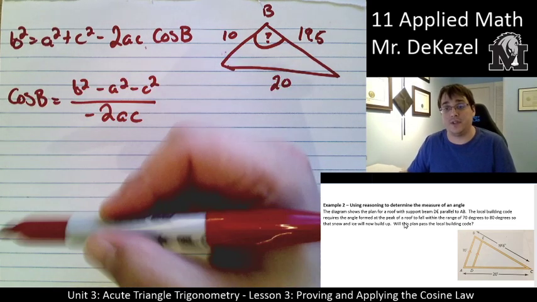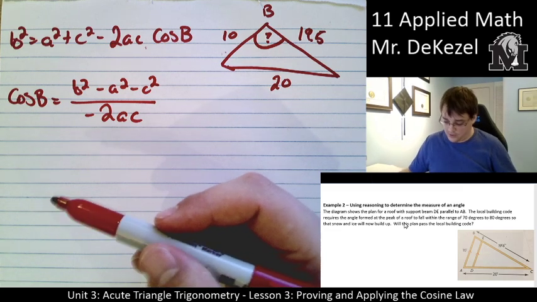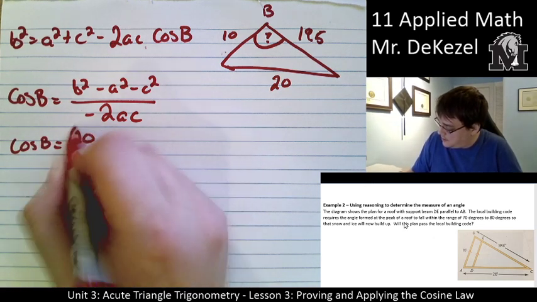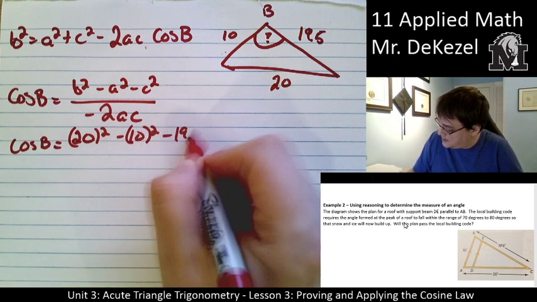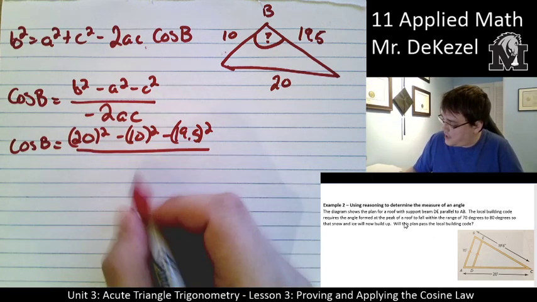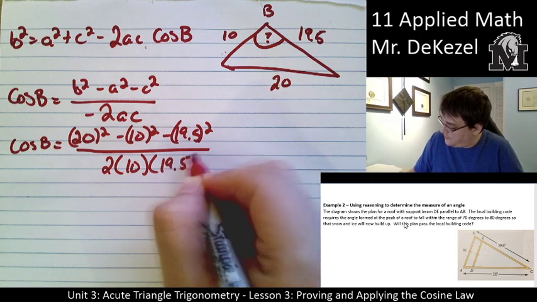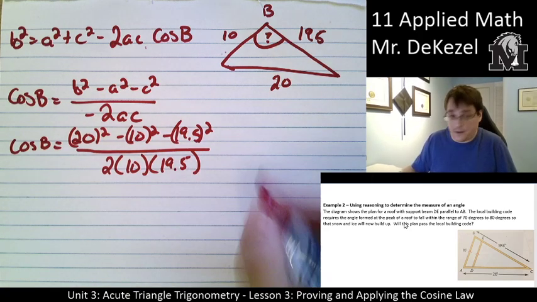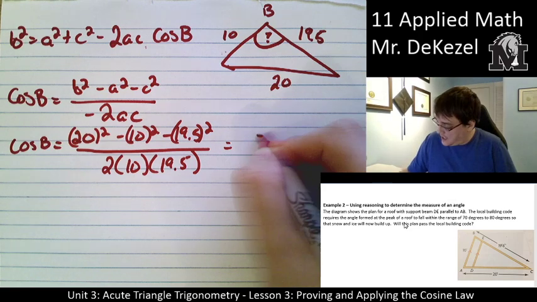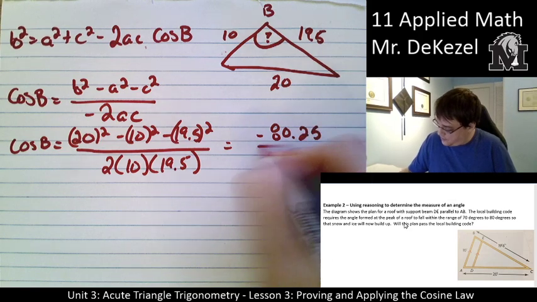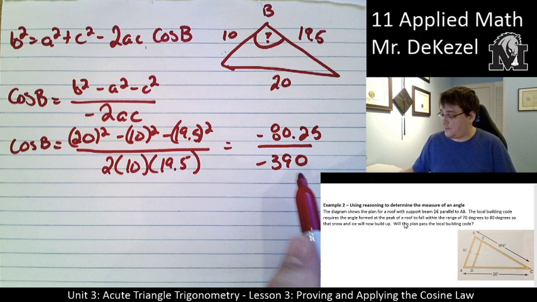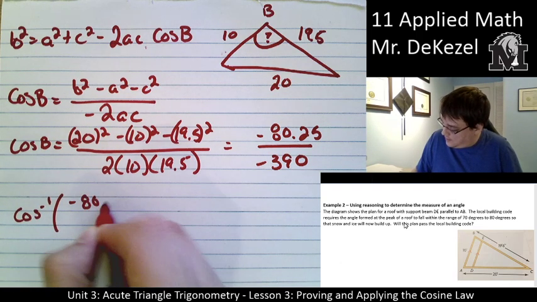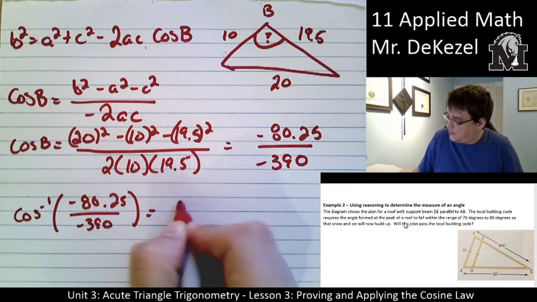And after we find this number, we'll need to do the inverse cosine to find out what the angle should be. So let's plug in our numbers. Cosine B is equal to 20 squared minus 10 squared minus 19.5 squared, all divided by 2 times 10 times 19.5. What we would find out is what number this is. This would end up being negative 80.25 over negative 390. And then I'm going to need to inverse cosine this. So the inverse cosine of negative 80.25 divided by negative 390 will give me angle B.